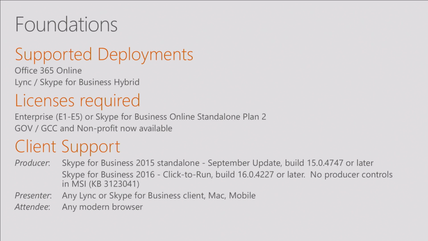And then we also support click-to-run only versions of Skype for Business 2016. So if you have standalone or MSI installed Skype for Business 2016, that will not be supported by Skype Meeting Broadcast. And the click-to-run, we need the 4227 version. That was shipped last November. And there's about 80% of folks in the world right now have that version or later. So hopefully everybody here is covered.